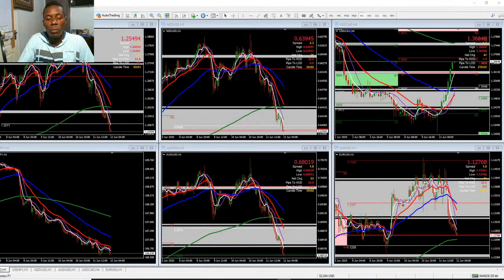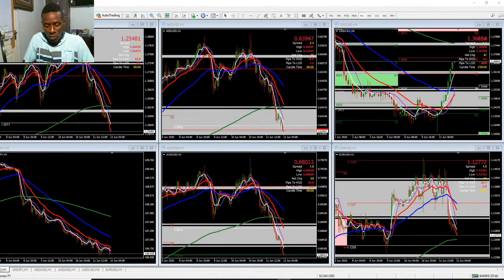We're gonna look at some currency pair, some risk on, risk off scenario.